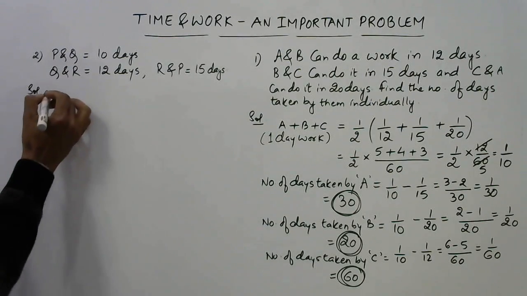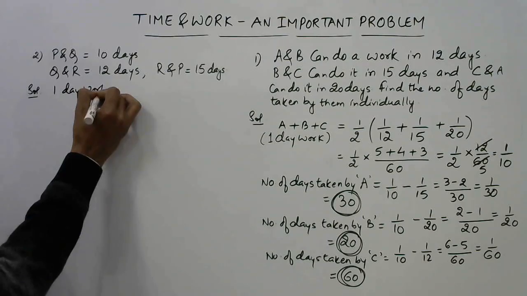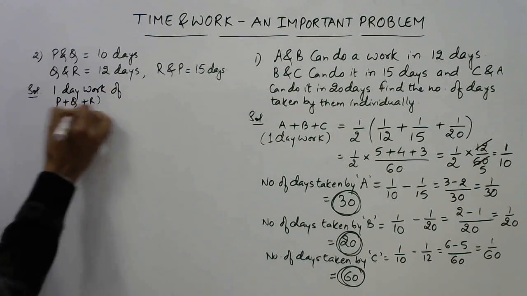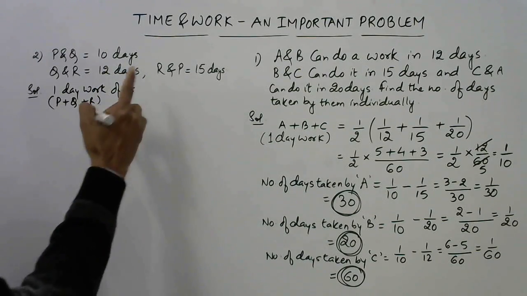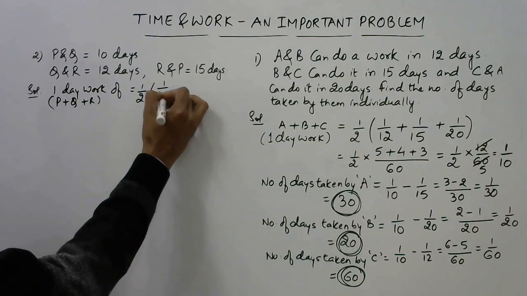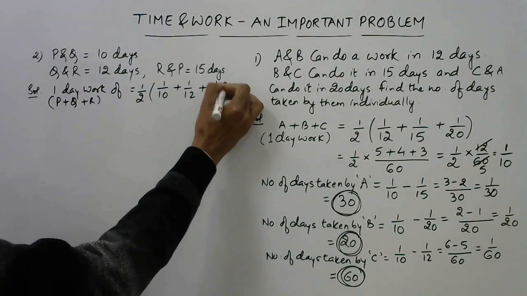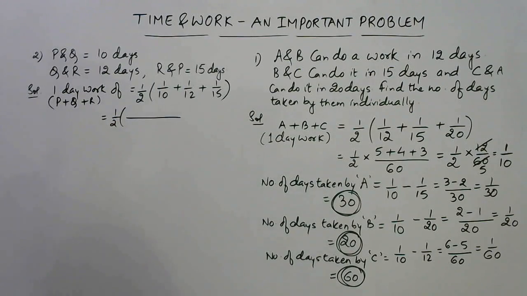First of all, we will calculate 1 day work of P plus Q plus R. So how do we do that? Take the reciprocals of these three and multiply it by half. So 1 by 10, 1 by 12, 1 by 15. So this is half of. Now take the LCM. Again, finding the LCM can be very easy.